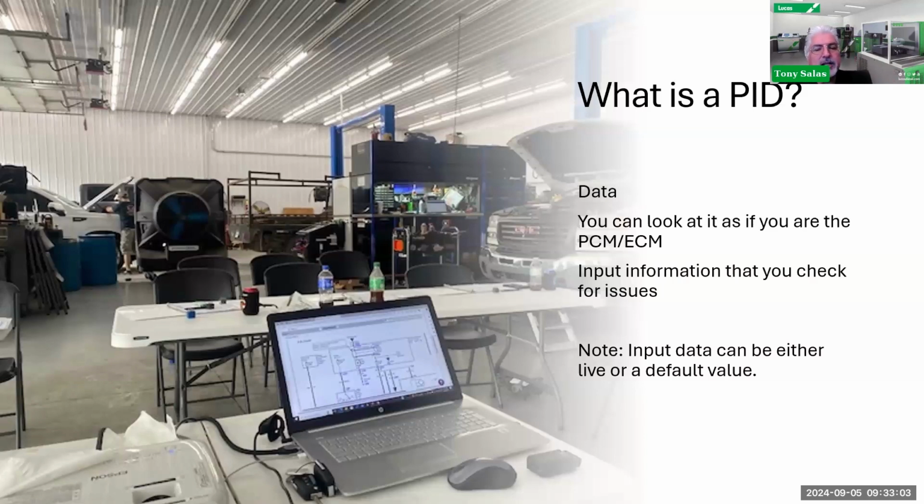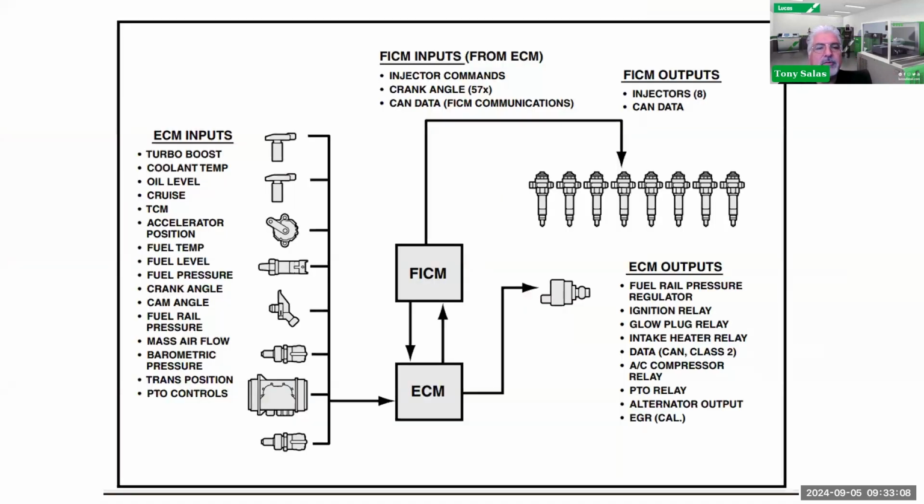Note that input data can be either live or a default value. When we talk about default values, we talk about things related to limp mode, but we'll get to that in a second. Let's first look at this overall picture. Here's an early picture of all those inputs, and you've got to pay attention, because when you're dealing with a code that cannot clear, an input issue, or a drivability problem that's so erratic, you've got to start off by reading your PIDs.